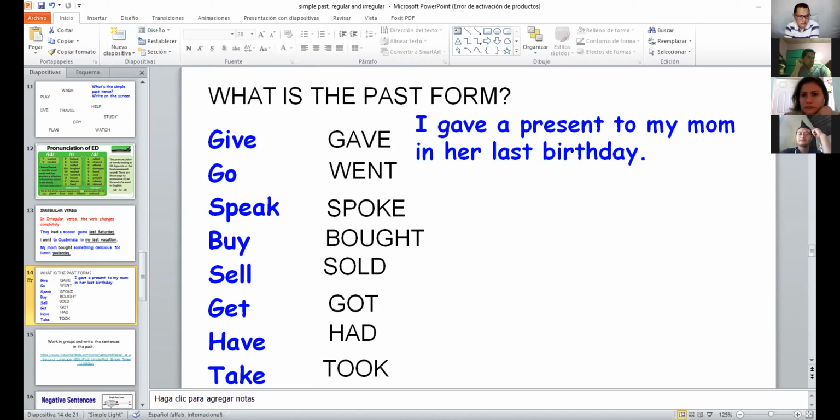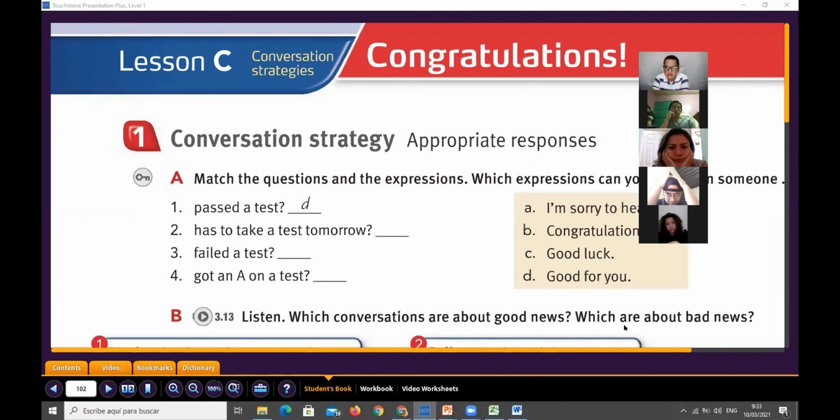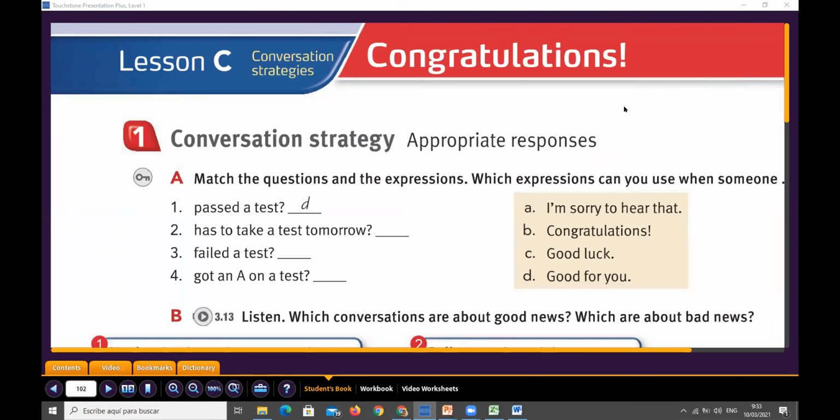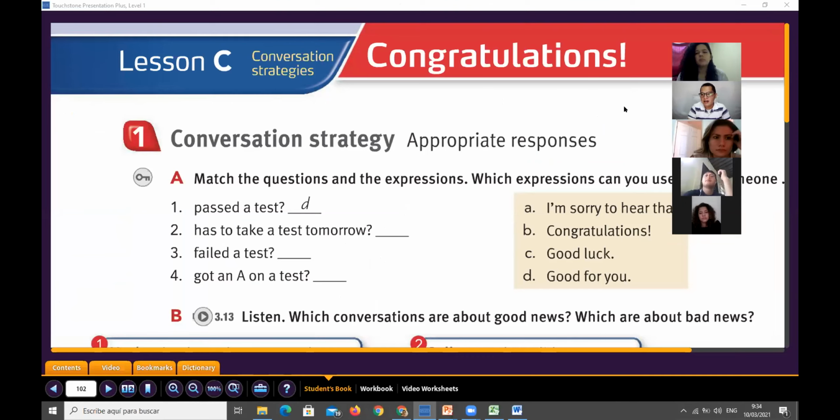I want to show you this. Congratulations, right? That is the expression that we have here in the book. Let me share my screen. Look at this. Congratulations. What is the situation in which you say congratulations? When do you say congratulations? When, in which moment? Any idea? Graduation. In the good job. Getting married. When you get married. And birthday. Having a birthday.